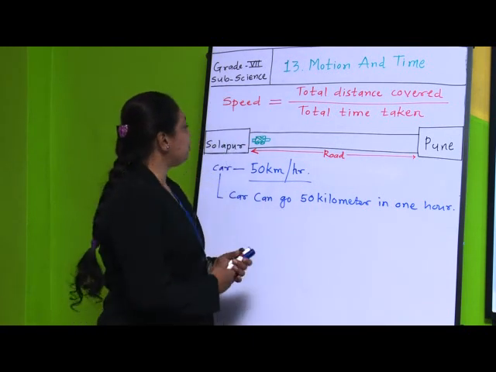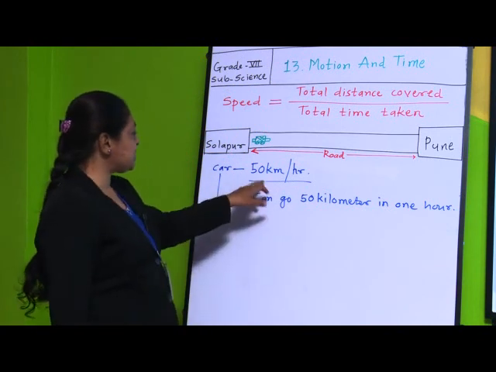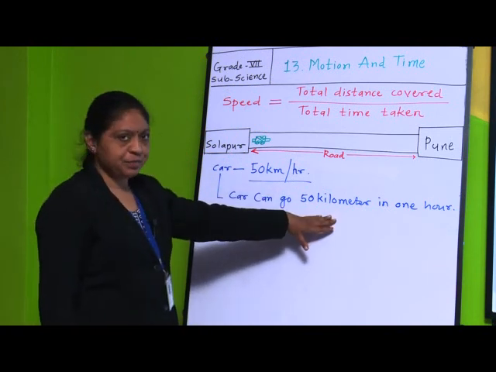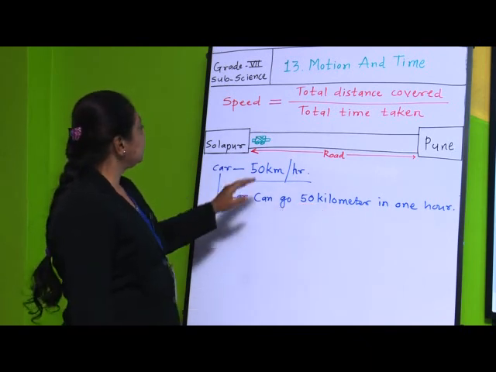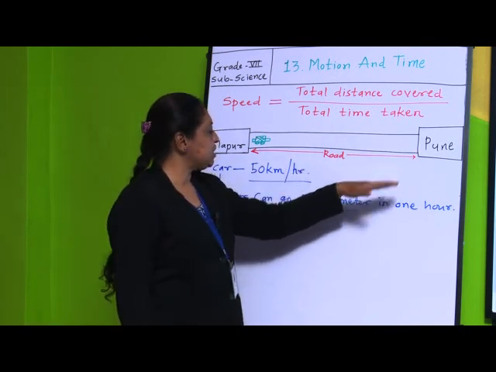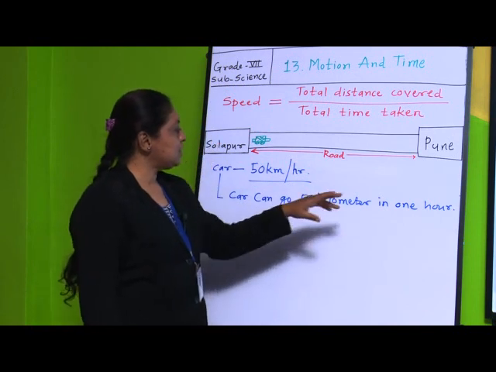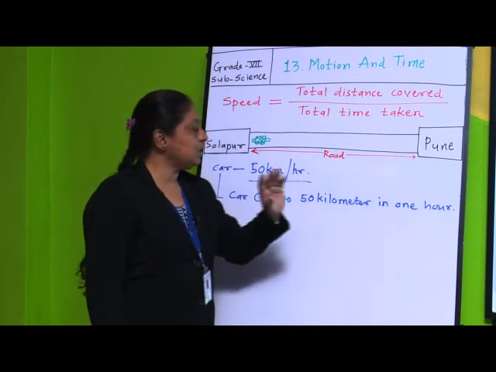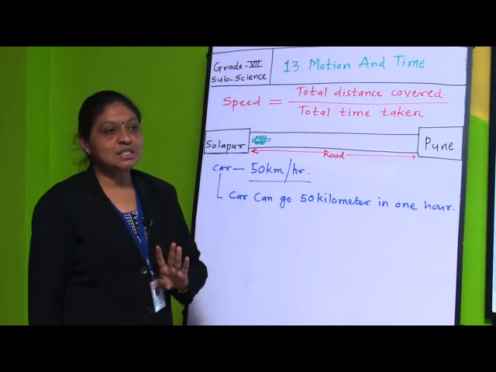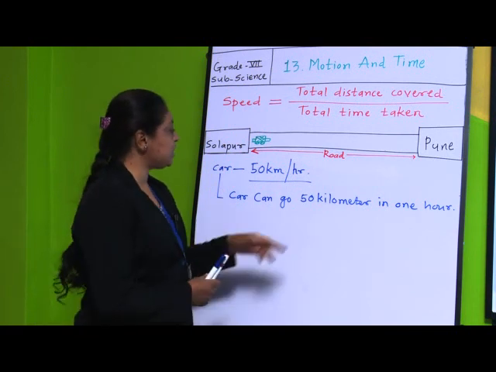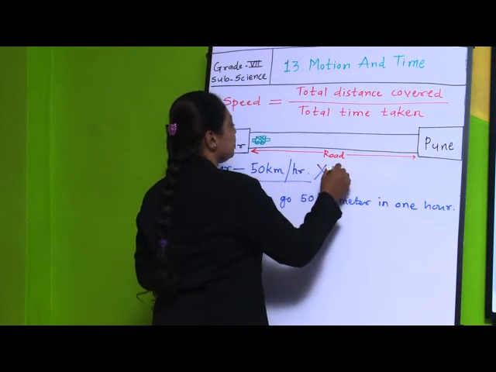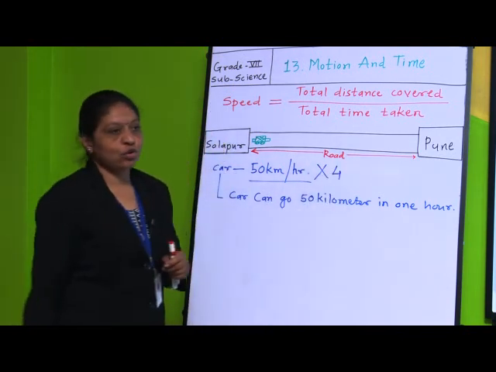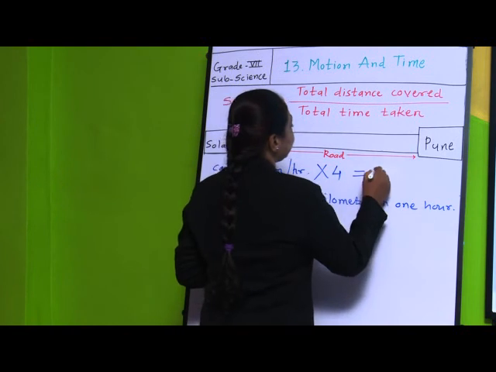So suppose this car is having this much speed, it can move like this. So what will be the distance here? If it covers 50 kilometers in 1 hour, then in 4 hours what will be the distance? In 4 hours we have to multiply it by 4, so it will be 200 kilometers.